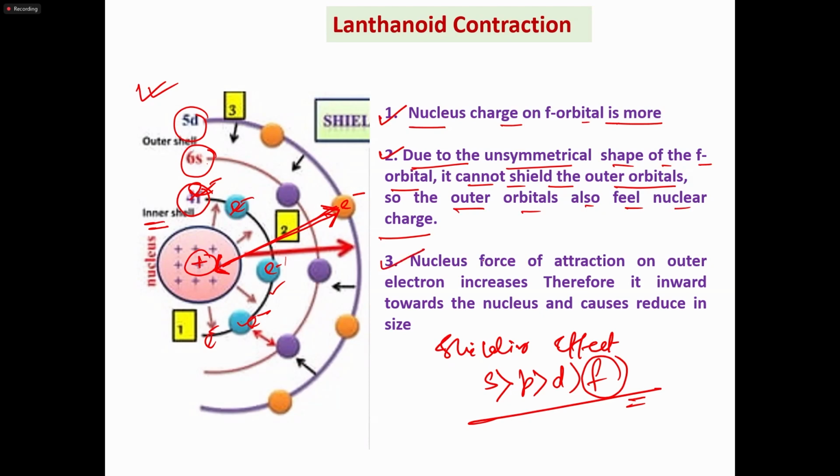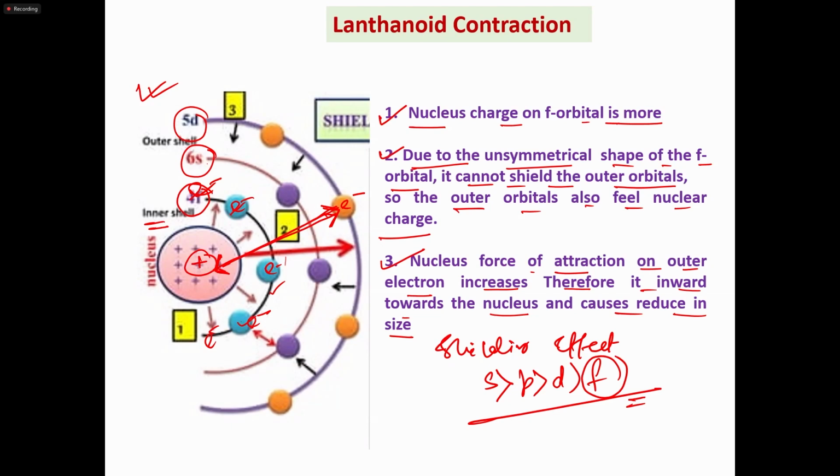Another point is that the nuclear force of attraction on the outer shell electrons increases. Therefore, it is drawn towards the nucleus and causes a reduction in size. So due to these f orbitals, the atomic size in the lanthanide case is decreasing. That is called the lanthanide contraction.